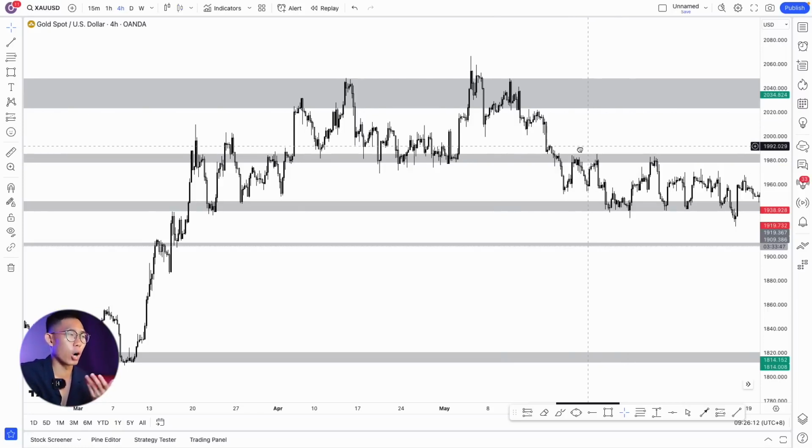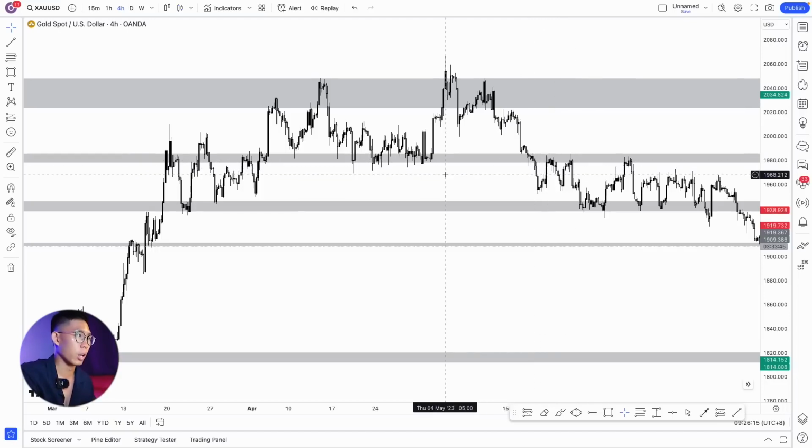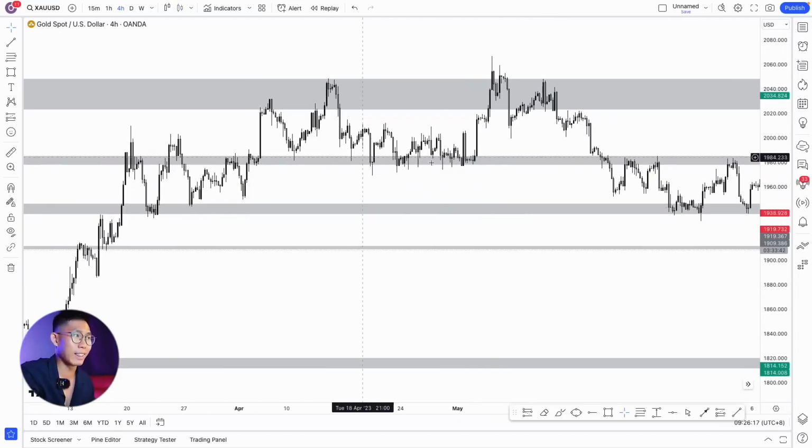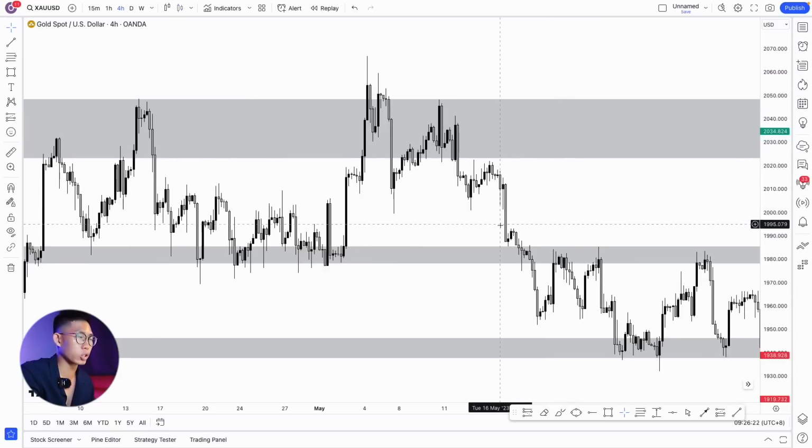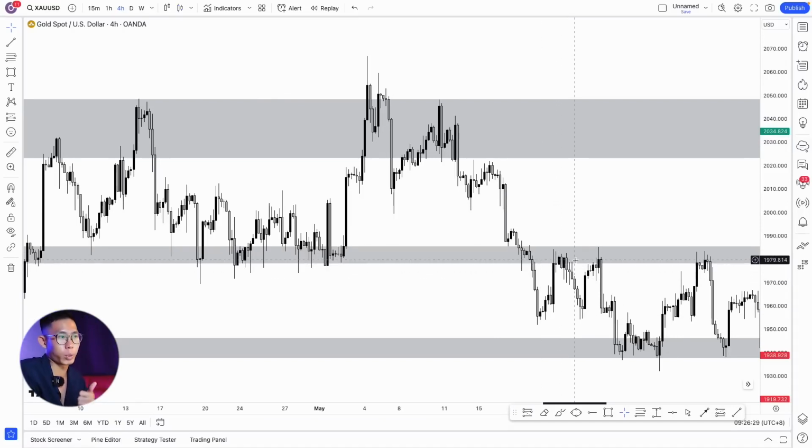There's potentially a break of structure that we have right here. You can see, I've identified this is the last higher low and this is the last higher high. The minute price breaks through the last higher low right here, it starts coming up to retest this higher low to become a new lower high. We know that right now, price is going to reverse and it's going to go down.